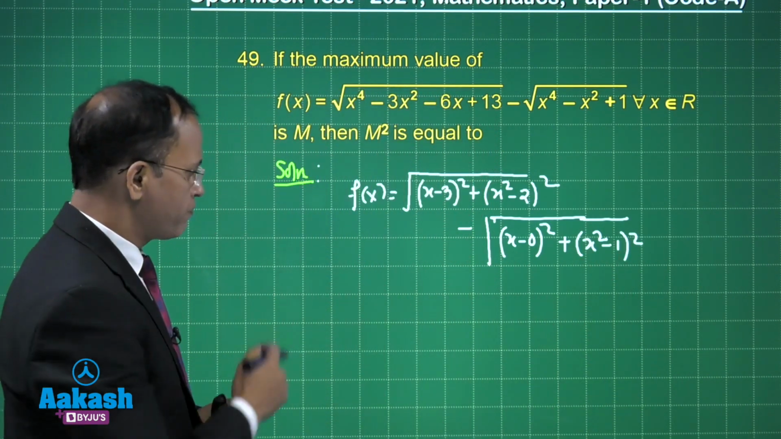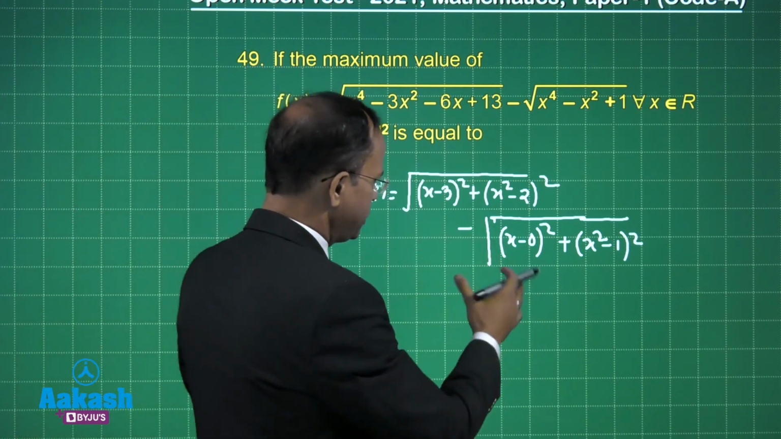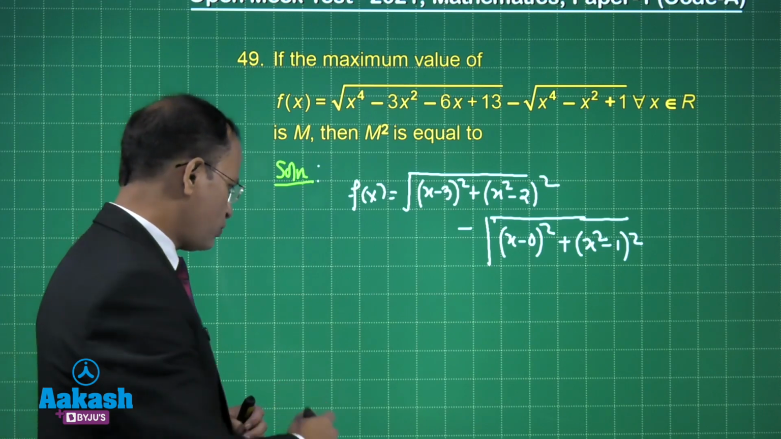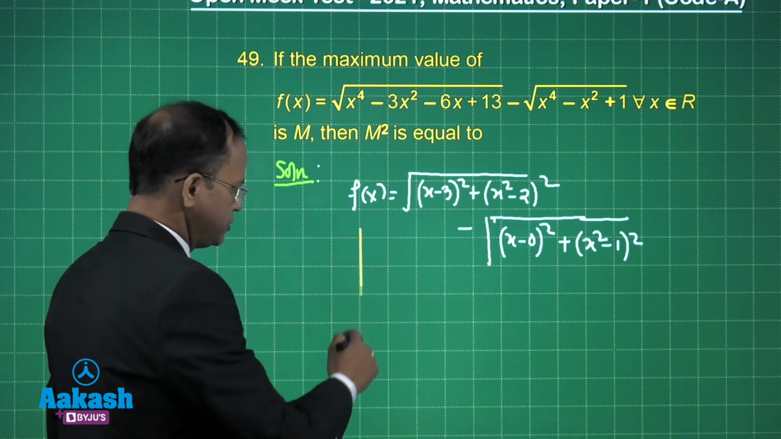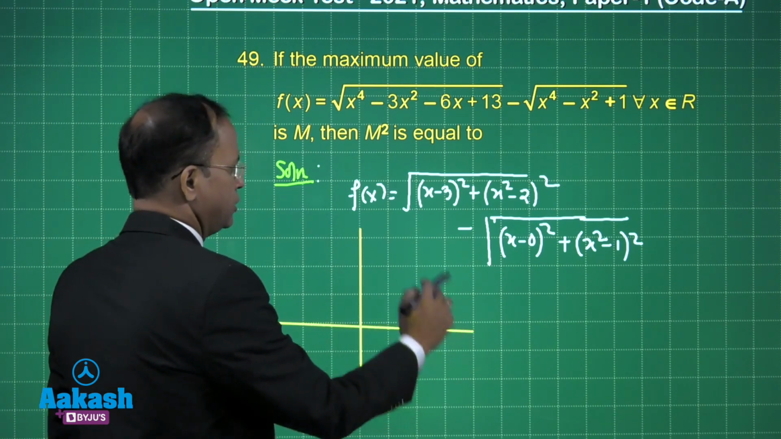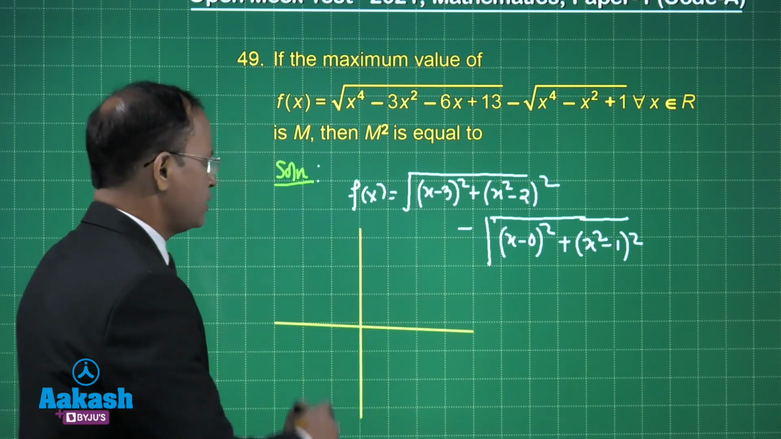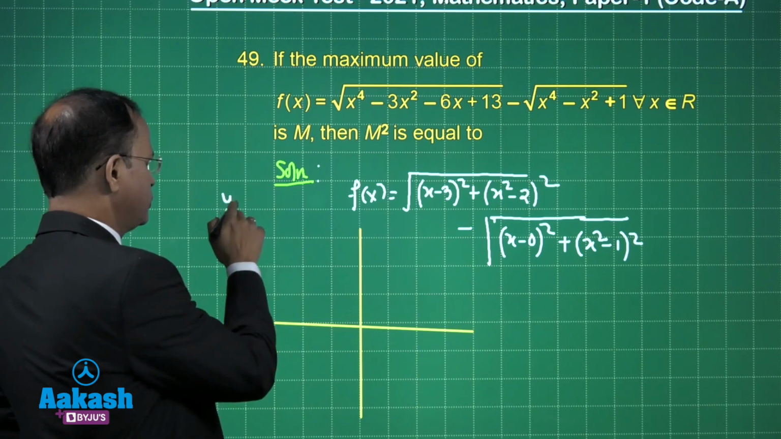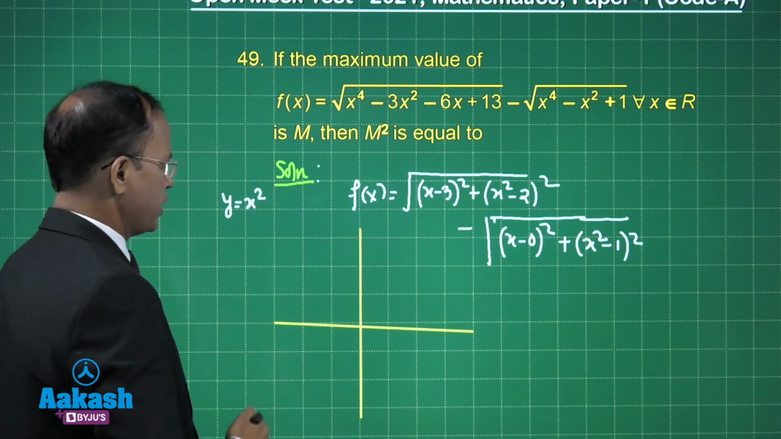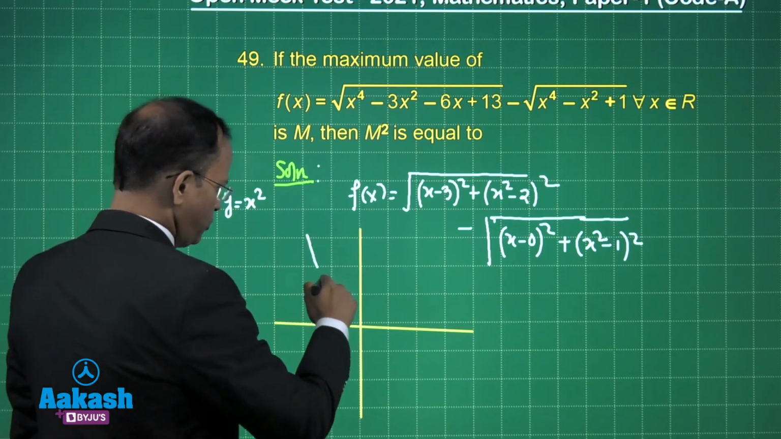Now you can see that we have a very common curve, known to us, used in this particular problem. So how to go about this part? You have something like this. We have y = x². Can you see that? We have y = x², friends. So this is the curve I am talking about. This is the parabola.